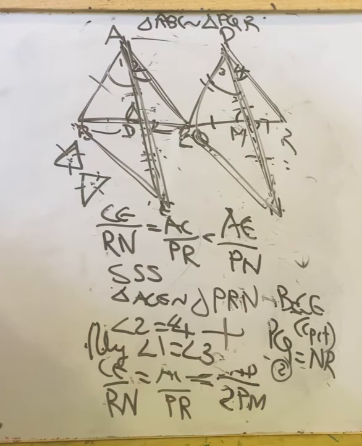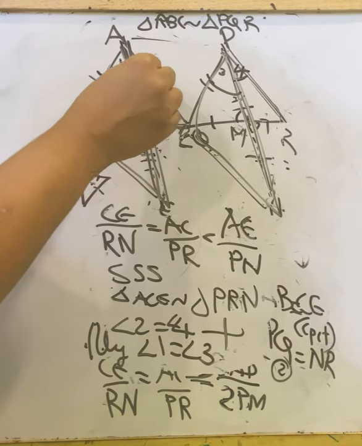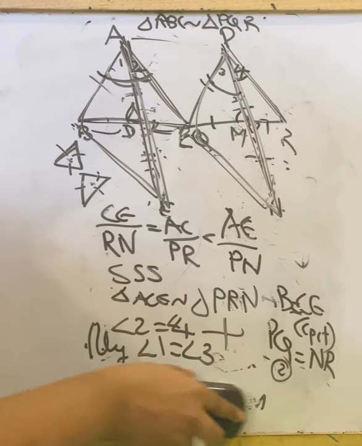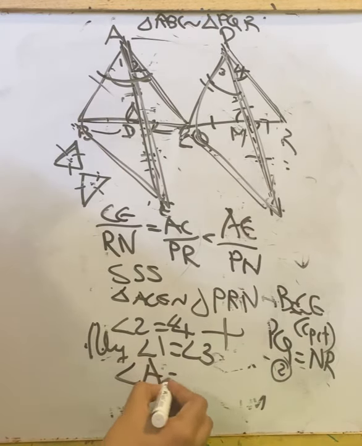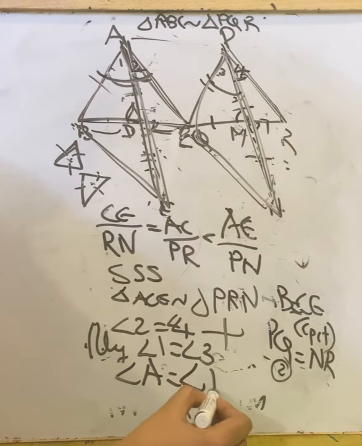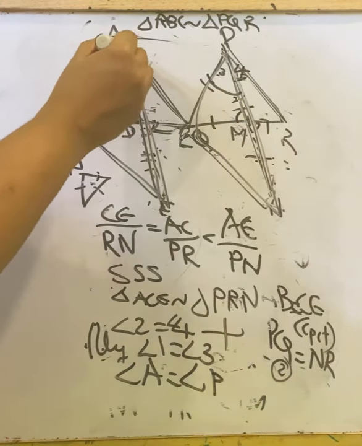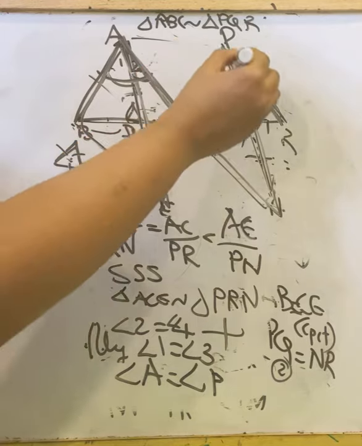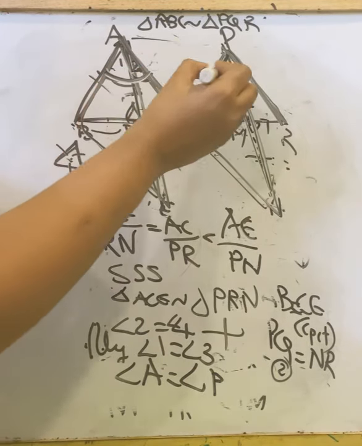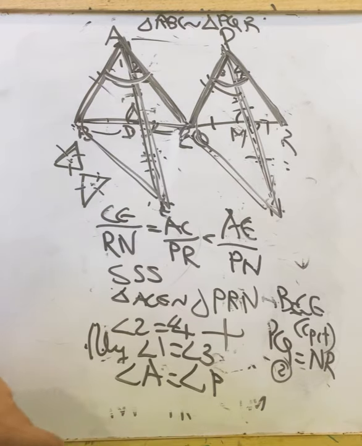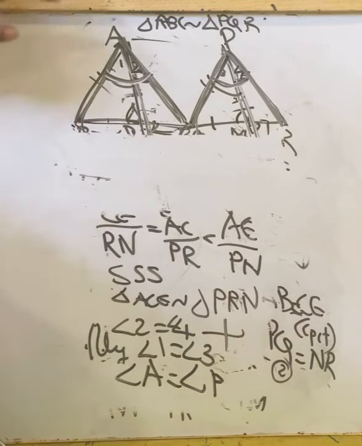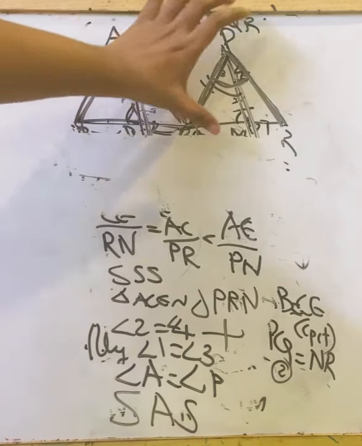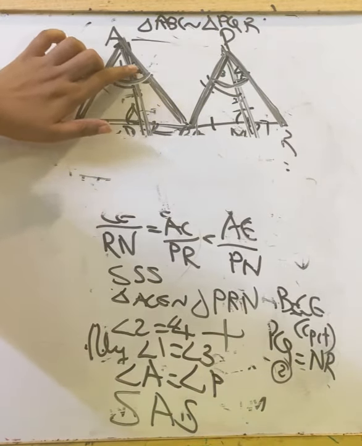We are adding this. So this becomes angle 2 plus angle 1 is whole angle, that is angle A, equal to angle 3 plus angle 4 is whole angle P. In the question it is given sides proportionality AB by PQ equal to AC by PR. Now we proved the included angles are equal. That is angle A equal to angle P. So according to SAS similarity criterion, these two triangles are similar. Sides proportionality is given in the question. Now we proved included angles are equal.